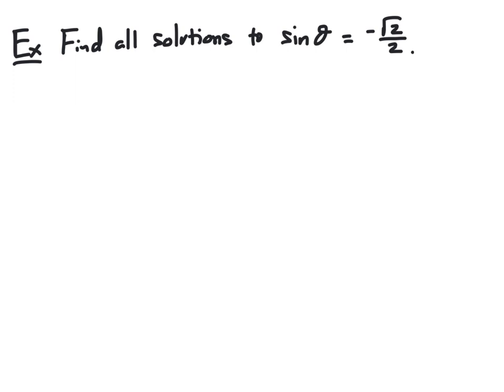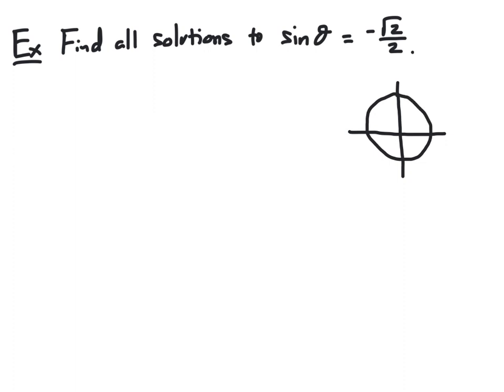In this example, we want to find all the solutions to the equation sine of theta equals negative square root 2 over 2. And again, we're going to follow our general strategy for solving basic trig equations. The first step is to find all the solutions in the interval 0 to 2 pi. Again, we can use a unit circle to guide us to do this.